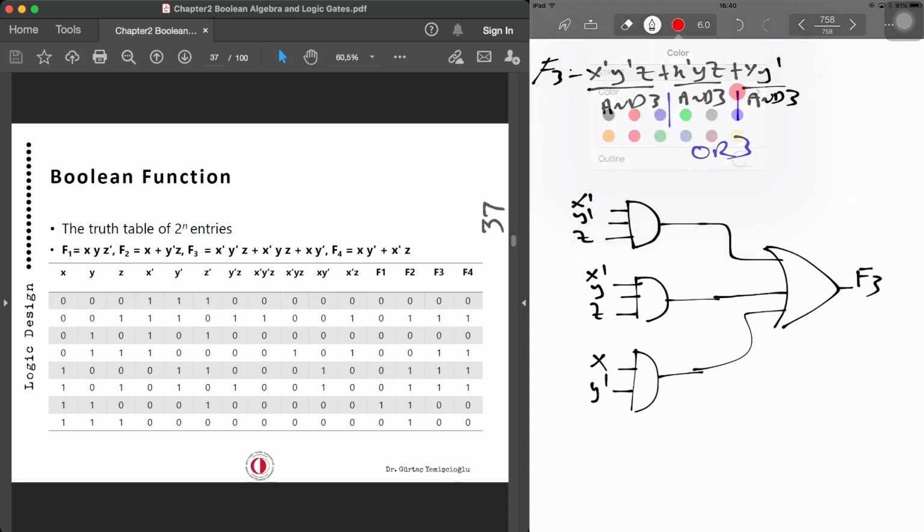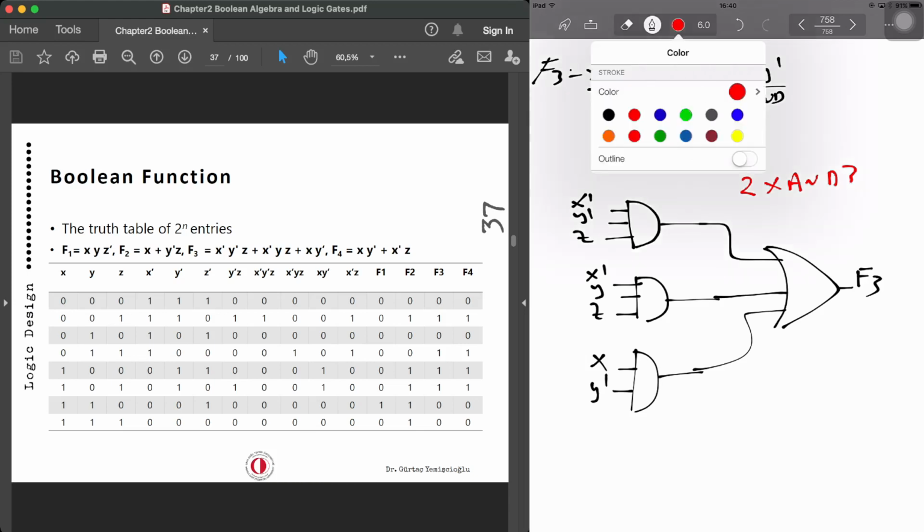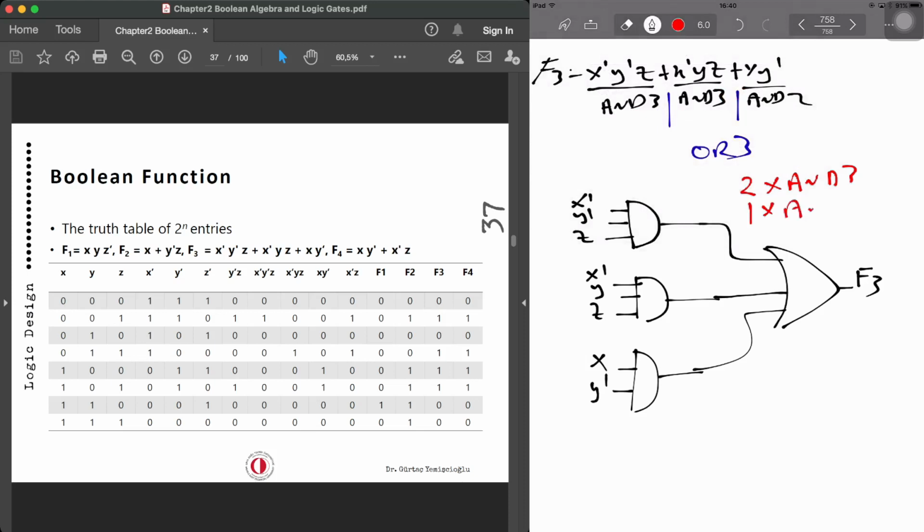And what we have used: one AND2 (sorry, this is N2)... 1 AND2 function, 2 AND3 functions, and 1 OR3 function. Okay? So this is the cost of our implementation.